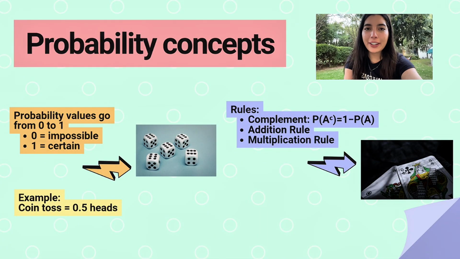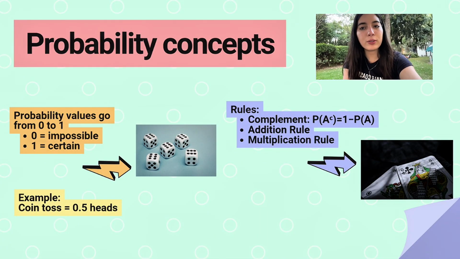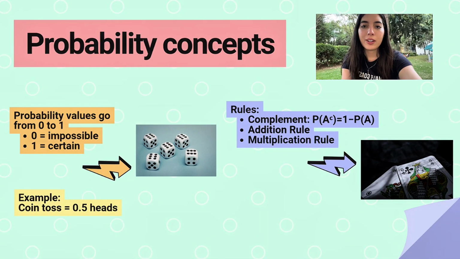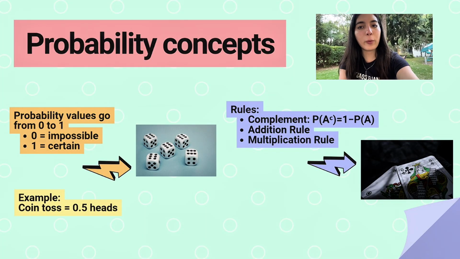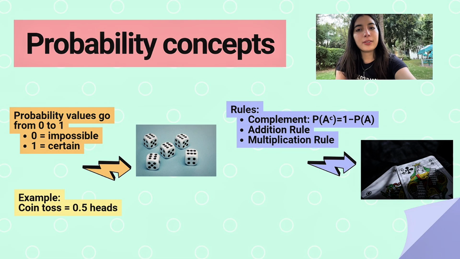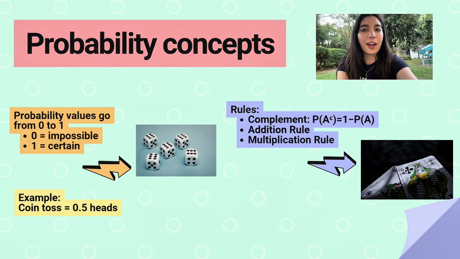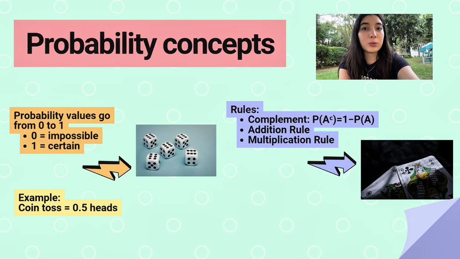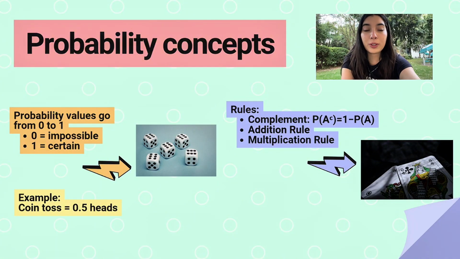Now, for the probability concepts, probability values go from 0 to 1. 0 means impossible and 1 means certain. The rules are the complement rule, that is this formula, the addition rule, and the multiplication rule. Example, a coin toss has a probability of 0.5 for heads. Remember, it's between 0 and 1.